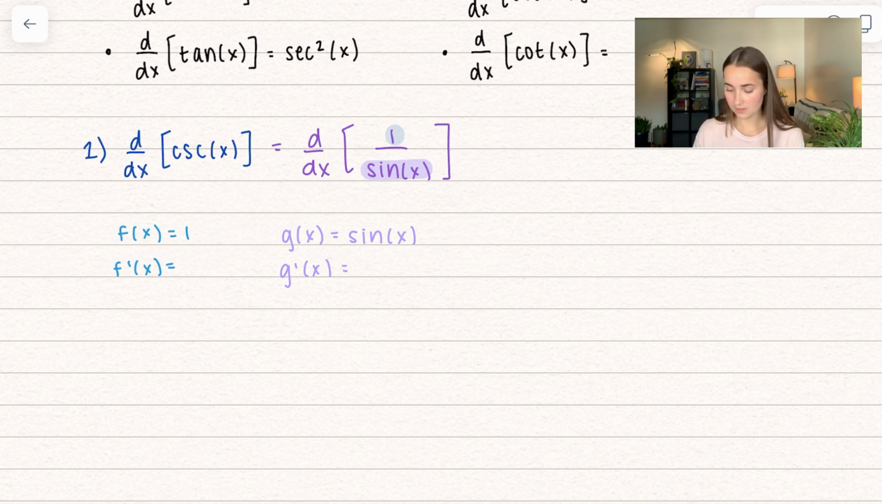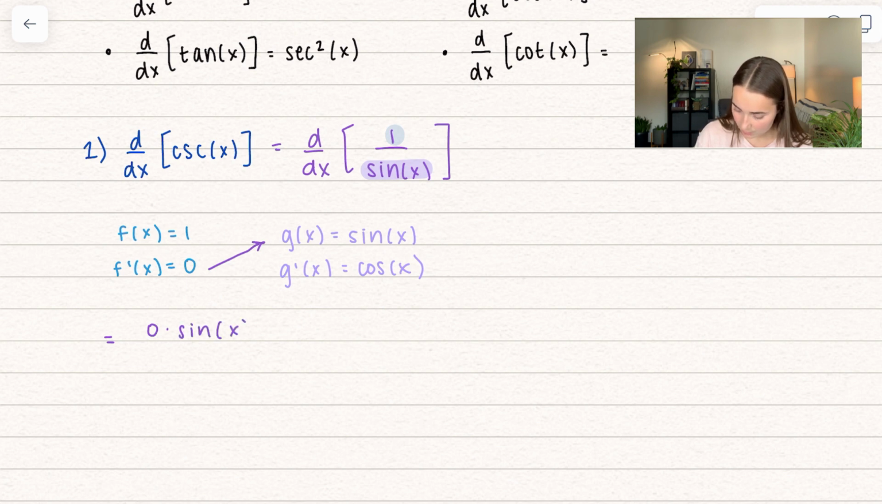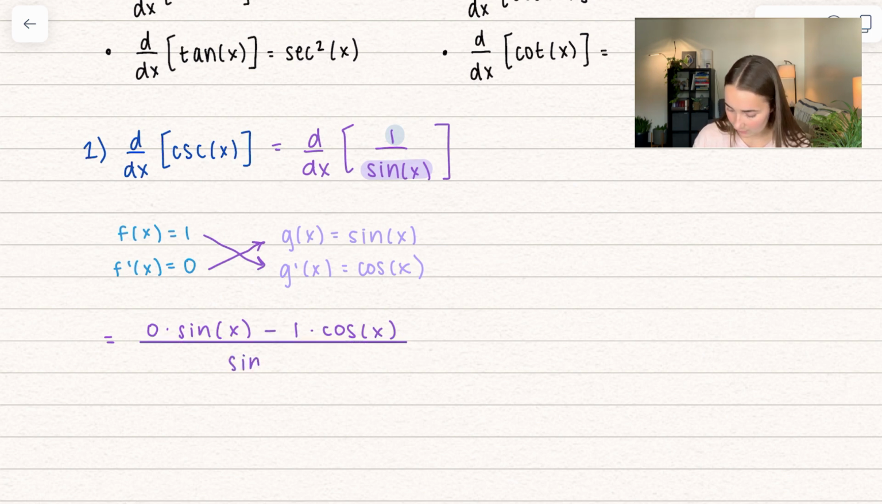Okay, let's fill in these derivatives. The derivative of 1 is just going to be 0, and the derivative of sine is cosine of x. So I'm going to use these in order to find the derivative. I'm going to start low and work my way up. So I have 0 times sine of x, and then I'm going to subtract high to low. So I'm going to subtract 1 times cosine of x. And then all of this is going to be over the denominator squared, so we get sine squared of x.